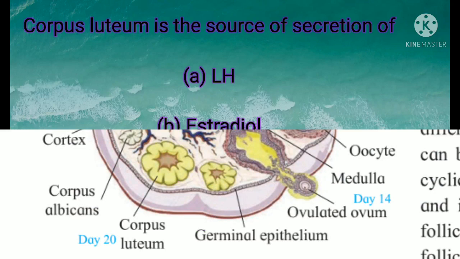You can see here this corpus luteum, this is the empty box of the mature follicle after release of the secondary oocyte, and this corpus luteum acts as an endocrine gland, and it secretes progesterone. Progesterone is also called the pregnancy hormone. It is released from this corpus luteum inside the ovary, and this secretion is useful to maintain the pregnancy.